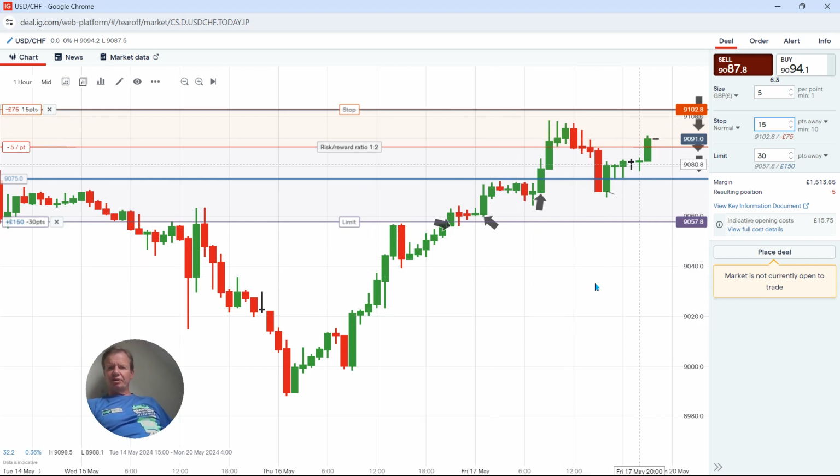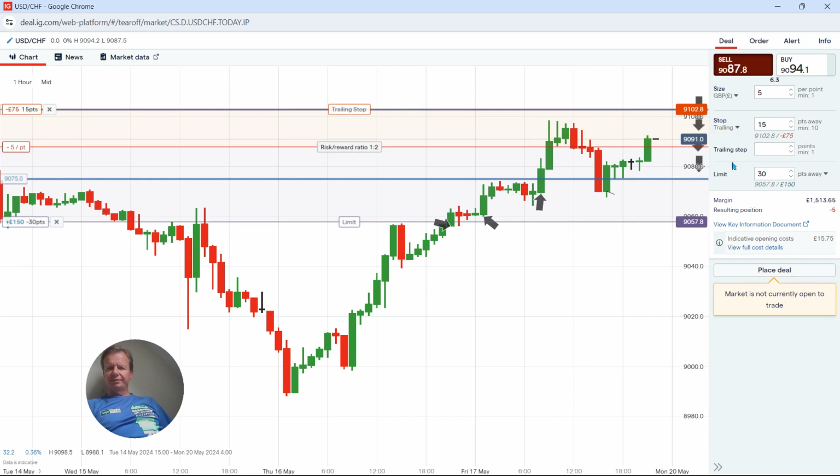Now, to set a trailing stop, all you do is click on the stop where it says normal, and you've got a choice of guaranteed or trailing. So we click on the trailing. Now, what comes here is what's known as a trailing step. And this is how many pips you want the market to move before your stop actually moves. So in here, for example, it says you've got to have a minimum 1. I'm going to put 5.